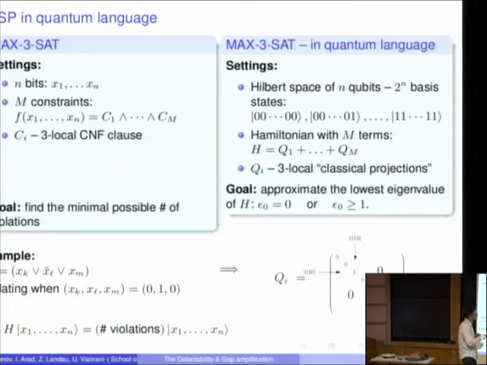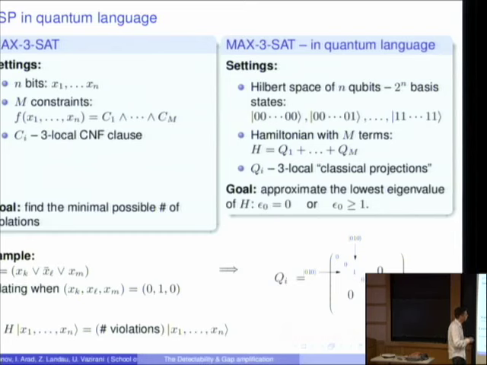So this defines a Hilbert space of dimension 2 to the n. And this Hilbert space is spanned by basis vectors of this form. Every basis vector corresponds to a classical assignment. Okay. Now the central object in this area is the Hamiltonian, and this is a huge matrix that lives in this space, and this matrix is the sum of m projections. For every constraint here, we define a projection, and we require this projection to be a local projection. I will define what I mean by that shortly.